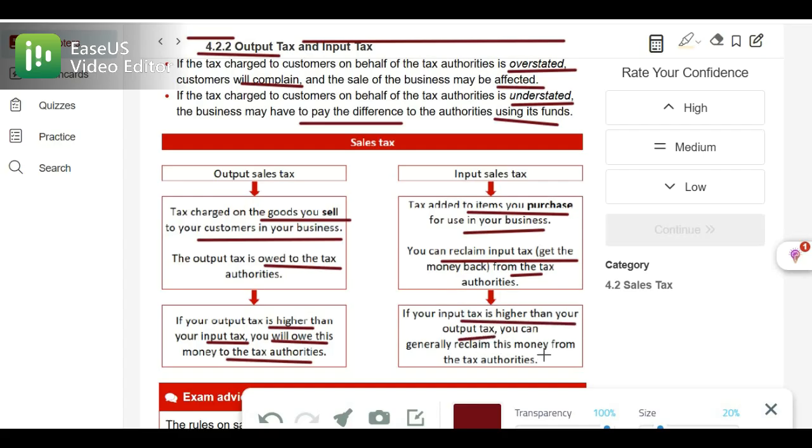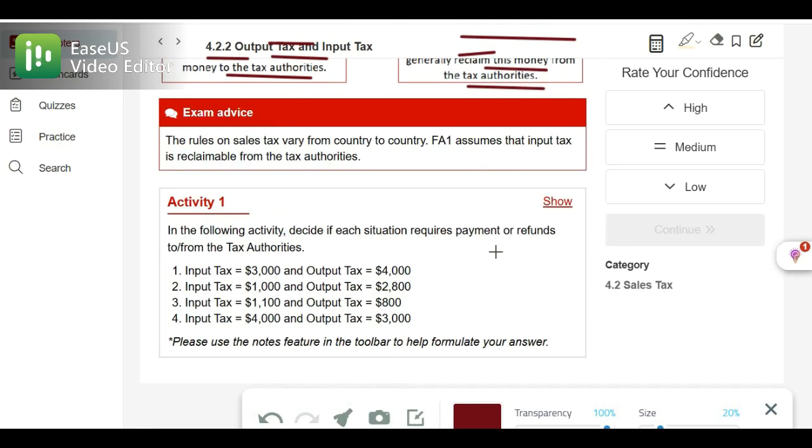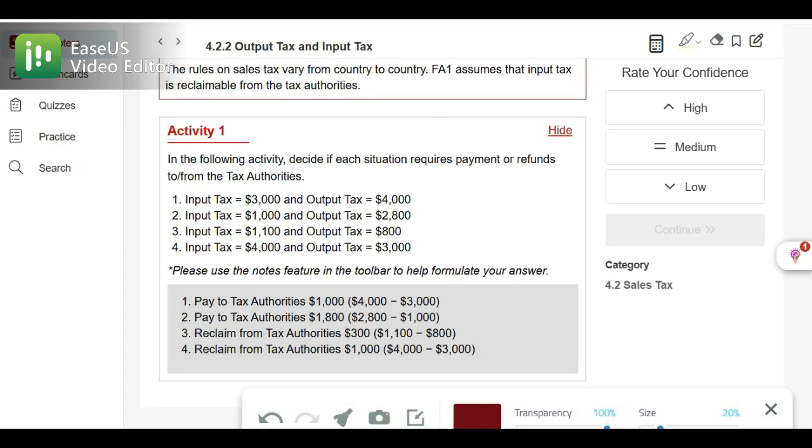Now the rules on sales tax vary from country to country. Here we have a question, and this is an activity for you. In the following, decide if each situation requires payment or refund.